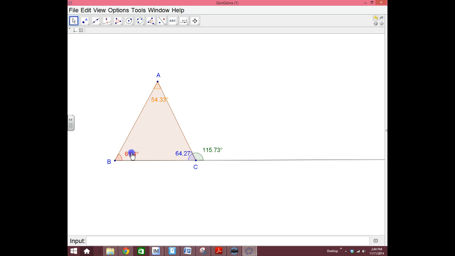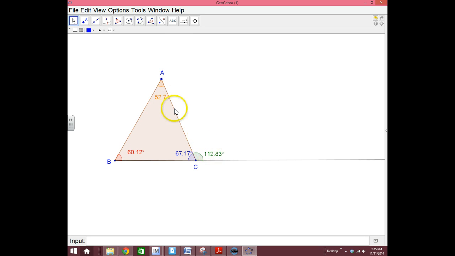We stated that on a triangle, the exterior angle of any triangle is always equal to the sum of the two non-adjacent interior angles. So if I add 54.33 plus 61.4, I get 115.73. And no matter how I move that, I always get that these two angles add up to this one.